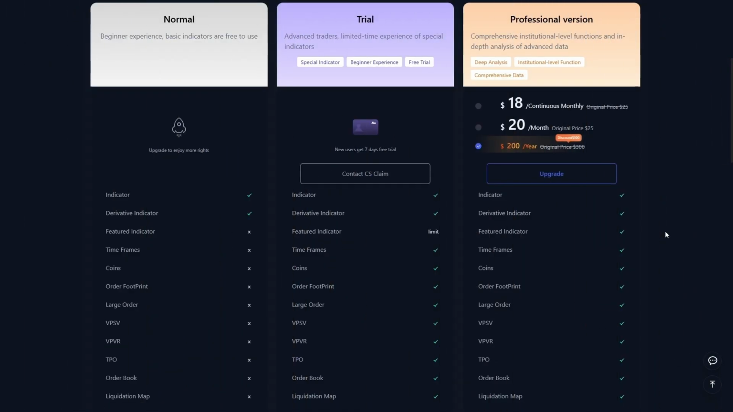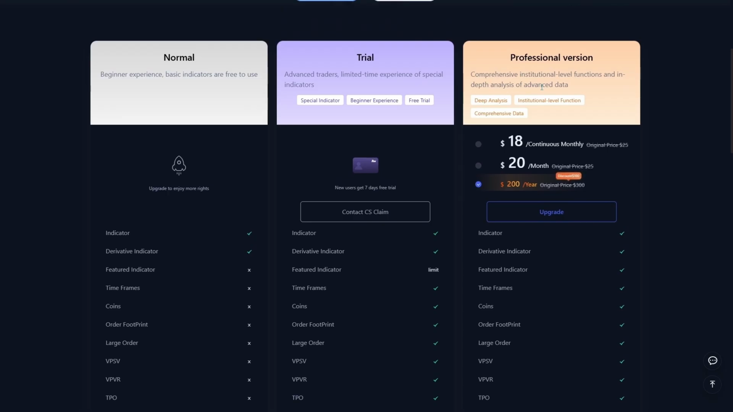Sadly, CoinAnk isn't free anymore. Of course, you can always try and claim a 7-day free trial, but most of the useful things are now hidden behind a paywall. Like all good things, sadly, paywalls come into play. You can choose for a continuous monthly subscription, a subscription just for 1 month, or just a yearly price of $200 a year. If you want just 1 month, it's $20.